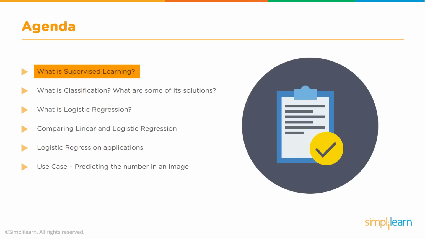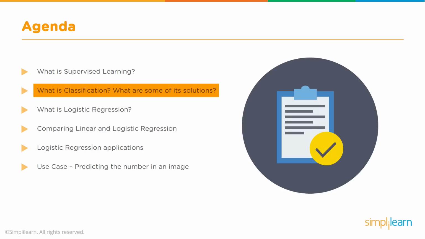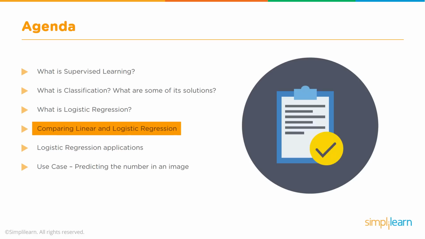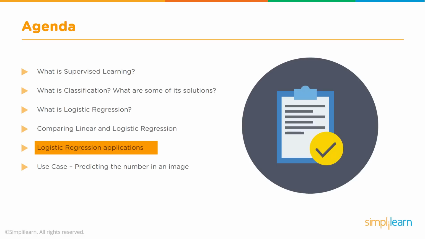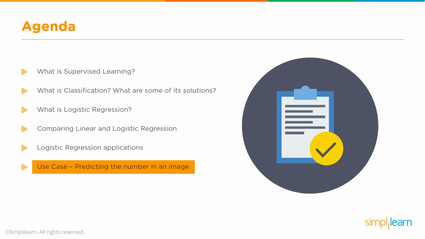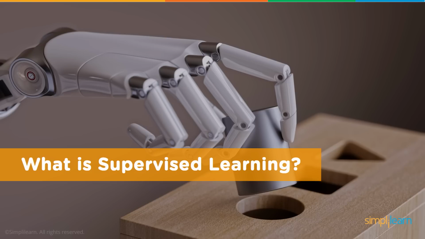So let's see what we will learn in this video. We will talk about what is supervised learning, and we will go into details about classification, which is one of the techniques for supervised learning. And then we will further focus on logistic regression, which is one of the algorithms for performing classification, especially binary classification. Then we will compare linear and logistic regression and what are some of the logistic regression applications. And finally, we will end with a use case or a demo of actual Python code for doing logistic regression in Jupyter Notebook.